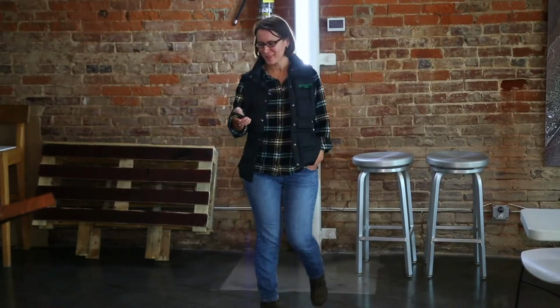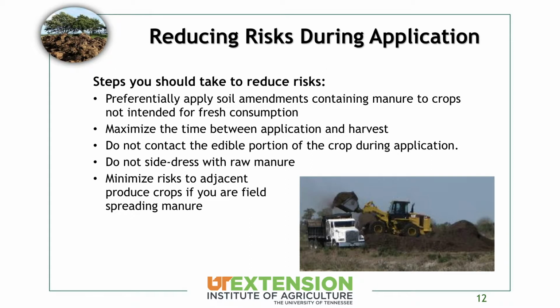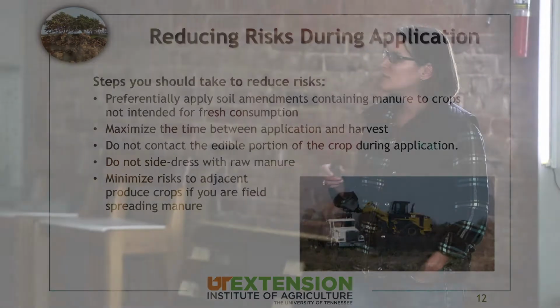Just kidding about that. All right, so reducing risk during application, the steps you should take to reduce risk. Again, I think we've covered these, but we want to preferentially apply those soil amendments containing manure to crops. Say it with me. Not intended for fresh consumption. We have to tell you a few more times before you get interactive here or something. Maximize the time between your application and harvest. Do not contact the edible portion of the crop. Do not side dress with raw manure, and minimize the risk to produce crops if you're field spreading your manure.